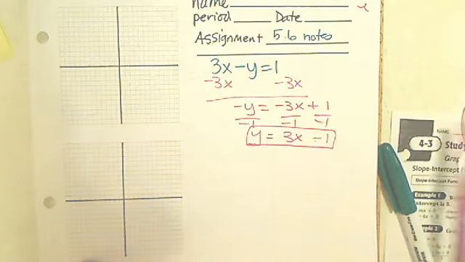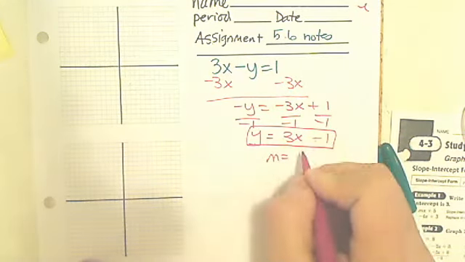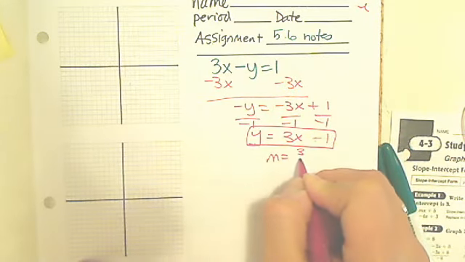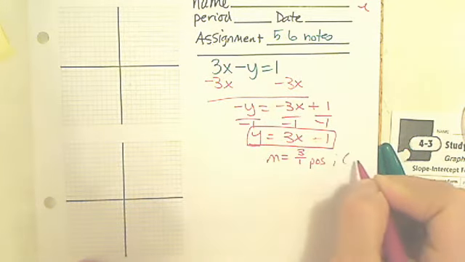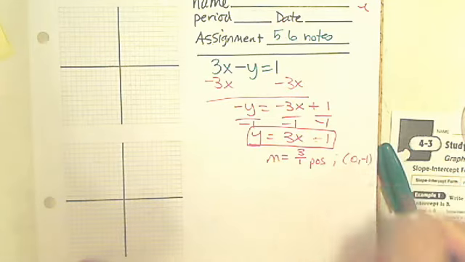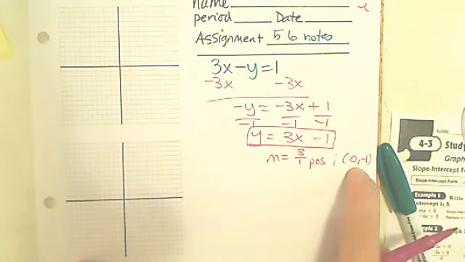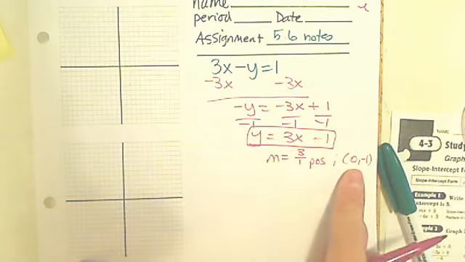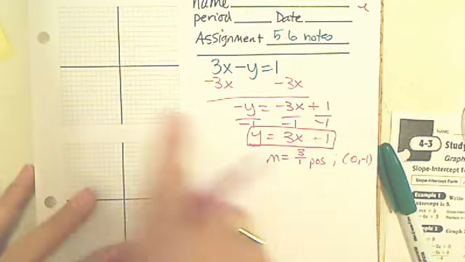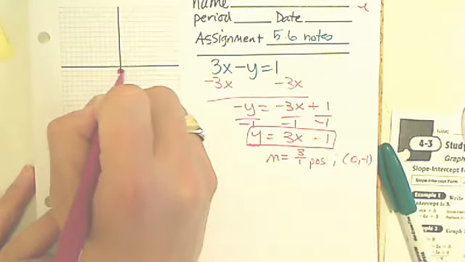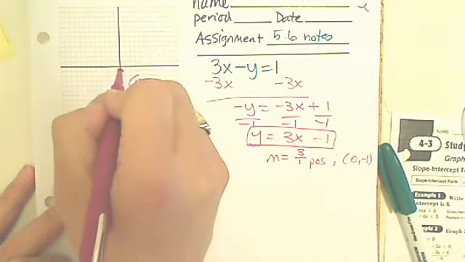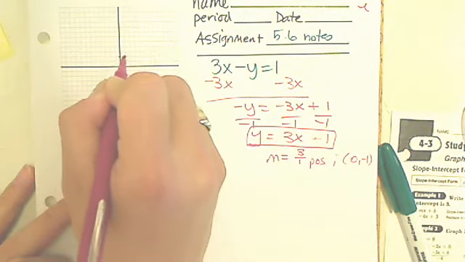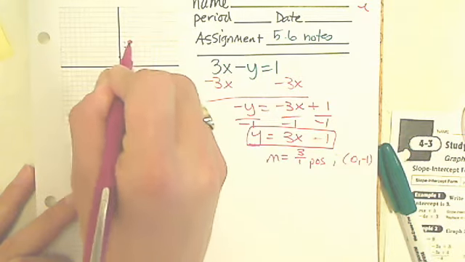Let's identify the slopes. The slope in this case is positive 3 over 1. And my first point I graph is 0, negative 1. Questions on how I got the first point to graph? First point graphed is always on the y-axis, 0, negative 1. The slope is positive 3: up 1, up 2, up 3, to the right 1.